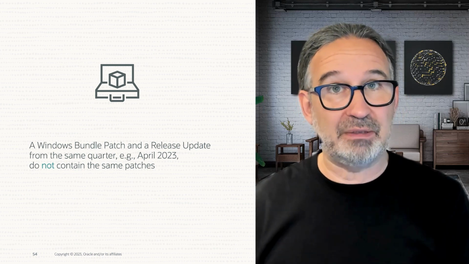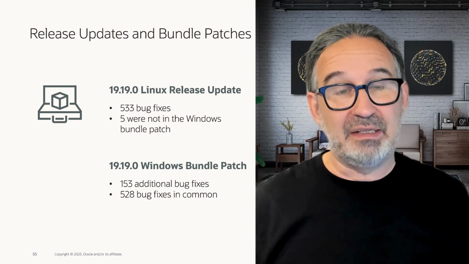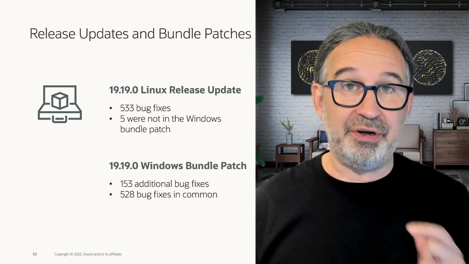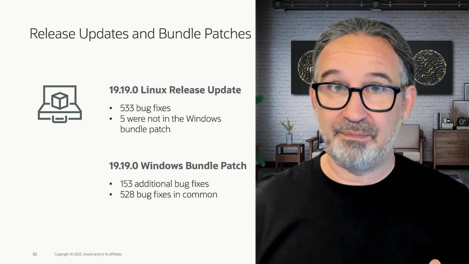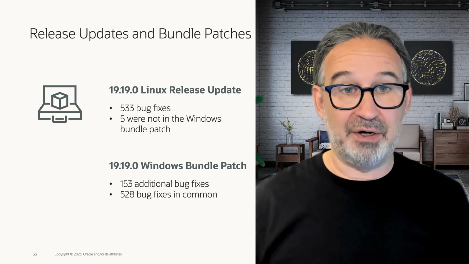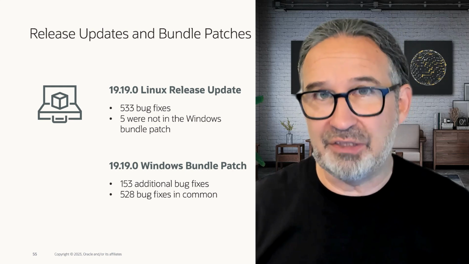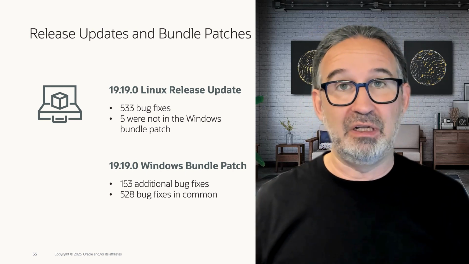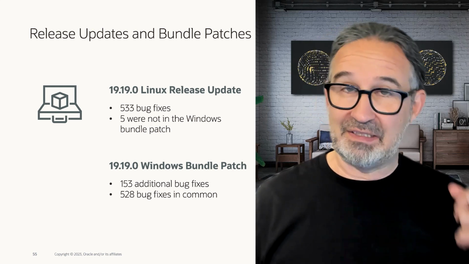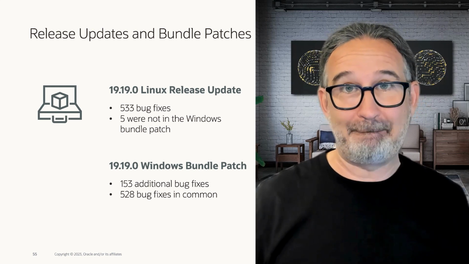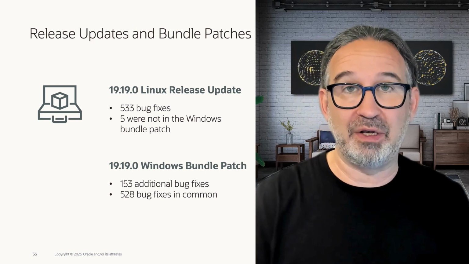But let us have a closer look here. When we compare 19.19 on Linux and 19.19 on Windows, we see that we have 533 bug fixes on Linux and 5 of them are not on Windows. So 528 are in common. That's okay. But Windows then has 153 additional bug fixes, which are not part of the Linux platform. And if you ask yourself, is this the reason why Windows is always late? I can only guess, and I think it is part of the reason why Windows is usually released a bit later.